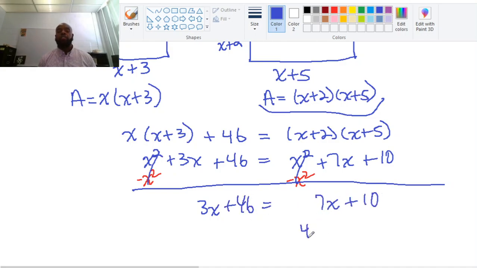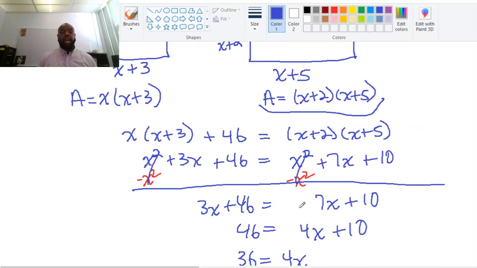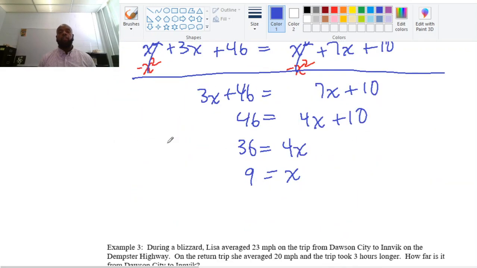I'm going to subtract 3x from both sides. I'm going to subtract 10 from both sides. And then I'm going to divide both sides by 4. And I'm going to get x equals 9, right? Now, x equals 9. 9 was the width of my old field, so that's 9 units. And since this length is x plus 3, or 9 plus 3, my length is 12 meters. So the dimensions of my old field are 9 meters by 12 meters, right?